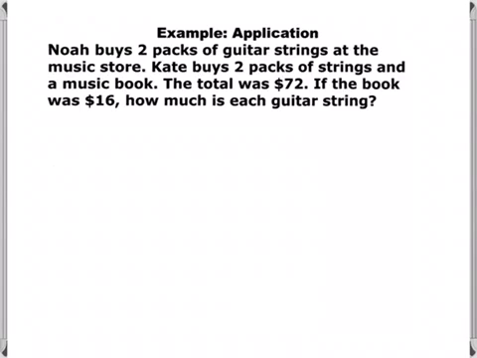So right off the bat, we know that Noah bought 2 packs of guitar strings at the music store. Kate bought 2 packs of strings and a music book. So together they bought a total of 4 packs of strings. And they only bought 1 music book, and the total was $72. So let's try to see if we can set this up. Our unknown is packs of guitar strings. So let P equal packs.